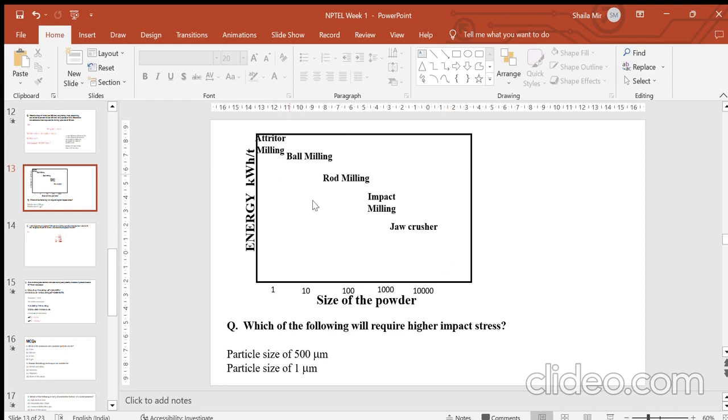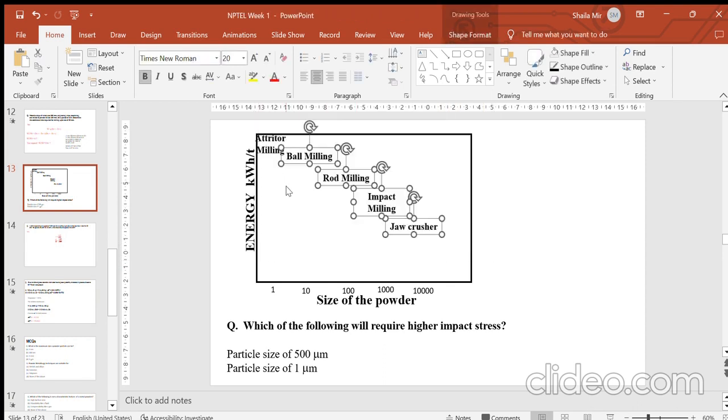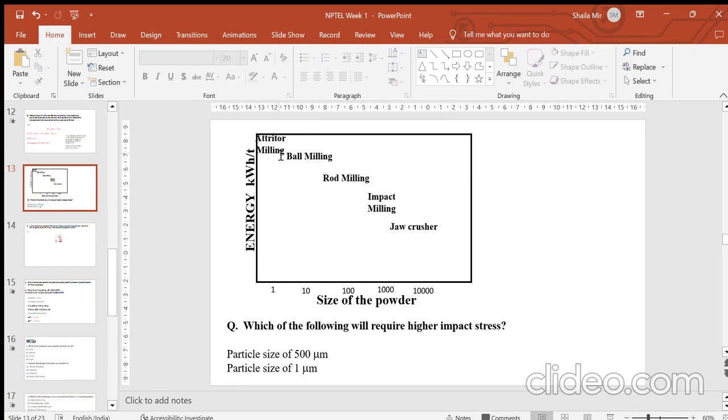We are classifying the different types of mills based on their energy products, based on their product in terms of size of the powder, and based on the energy required to achieve the said powder size. This is just a general representation of how we can do it. We can say that this is the order for crushing.